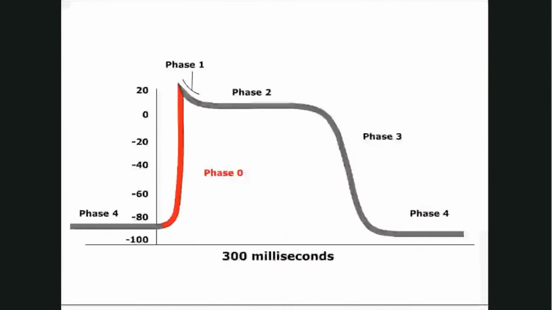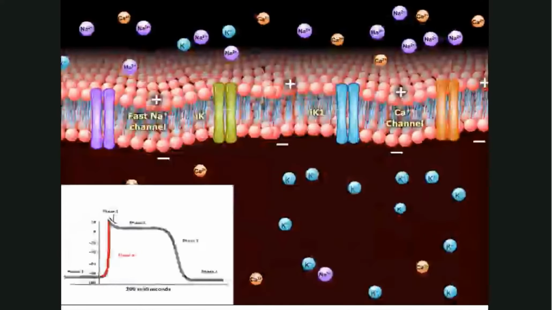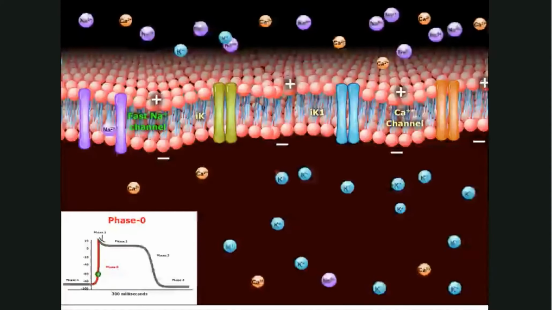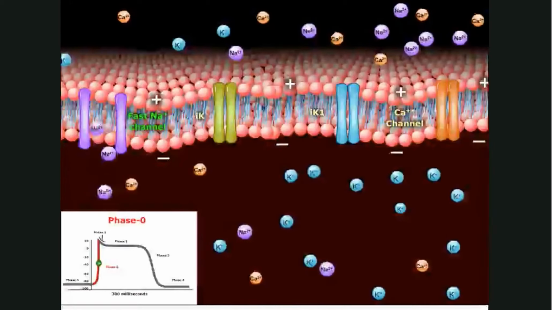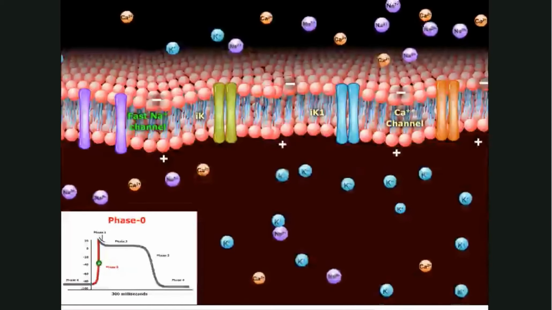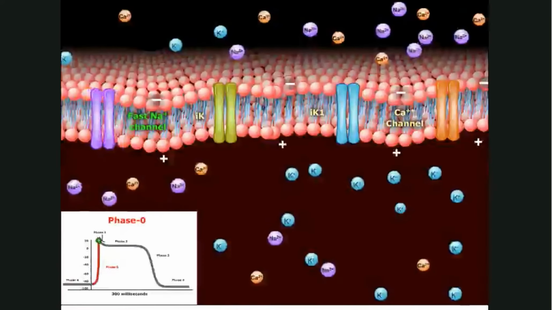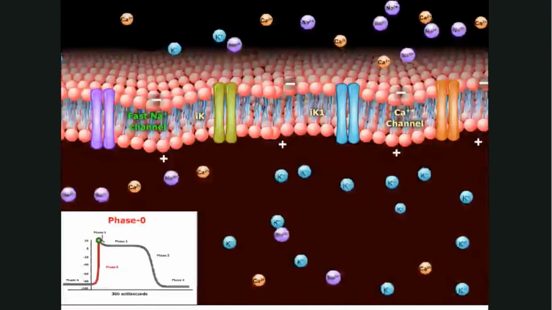Once electrically stimulated, a myocyte proceeds to phase 0. Phase 0 is the rapid depolarization phase. This phase is the result of fast sodium channels opening. This causes a rapid influx of sodium that induces a reversal of transmembrane voltage. The inner surface now becomes positively charged, and the outer surface negatively charged.